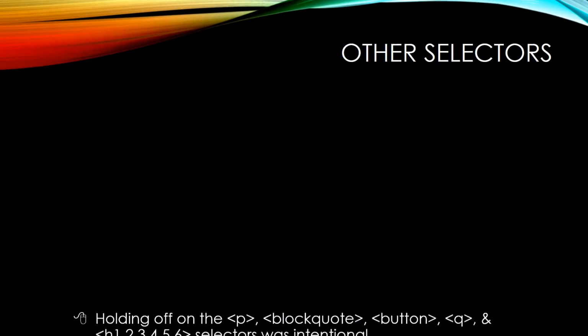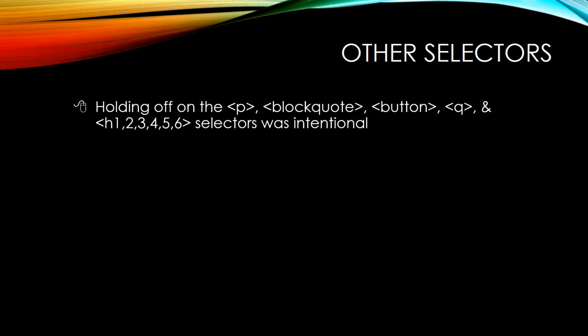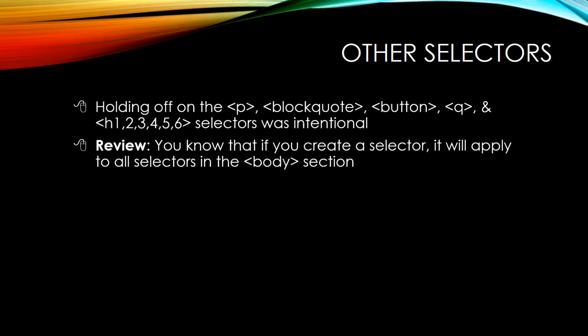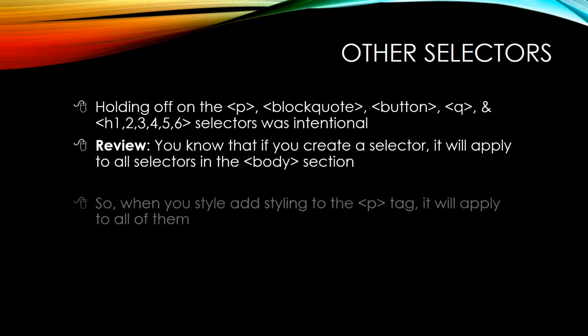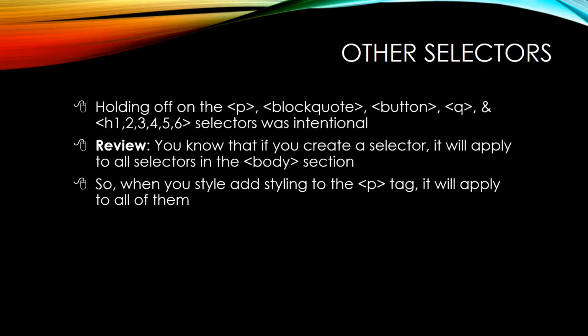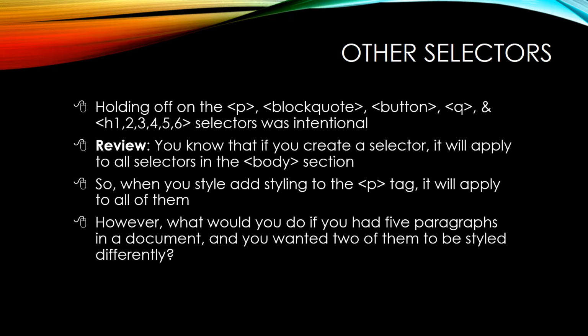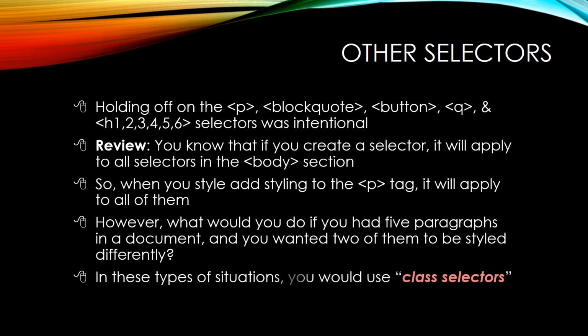Back to the other selectors now. Holding off on the paragraph, block quote, button, quotation, and the H1 through 6 selectors was intentional. You know that if you create a selector, it will apply to all of those tags in the body section. So when you are adding styling to the paragraph tag, it will apply to all of them. So what happens if you have 5 paragraphs in a document and you want 2 of them to be styled differently? In these types of situations, you would use class selectors.